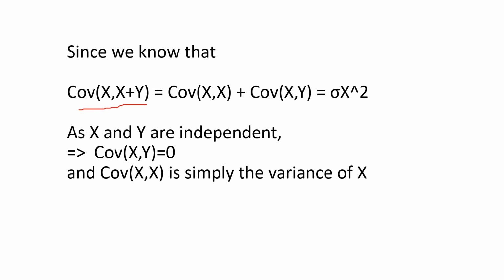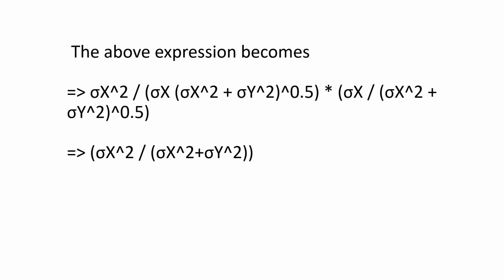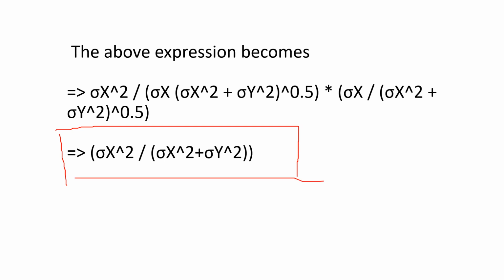The covariance between x and x plus y can be written as the covariance between x and x plus the covariance of x and y. Now this term will be 0 because x and y are independent, and the covariance between x and x is just the variance of x, which is sigma x squared. So putting in all these values, the above expression simplifies to sigma x squared divided by sigma x squared plus sigma y squared.